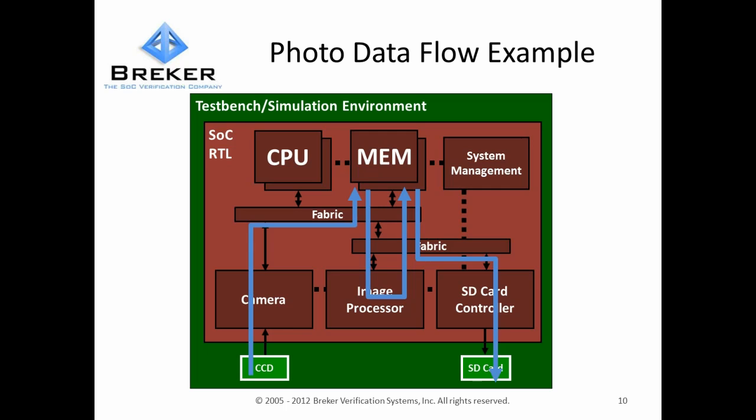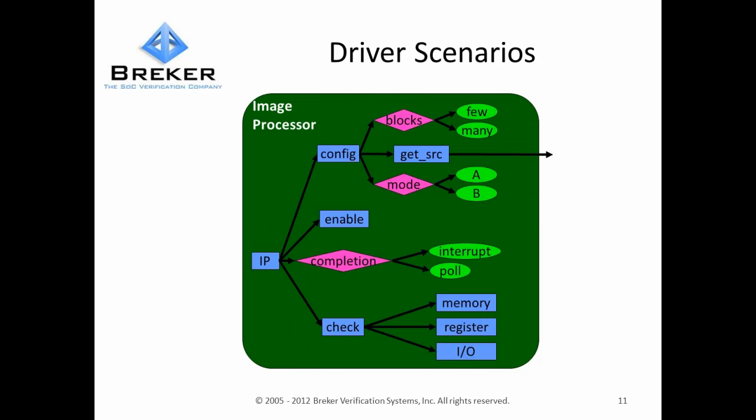So SoCs are all about verifying data flows through the chip. How can we model those data flows in a graph? So here's a picture of a graph. The important piece is to know that the purple diamonds are decision points in the graph. And for individual driver scenarios, models for each IP, the top-level structure of a scenario model is always pretty static.